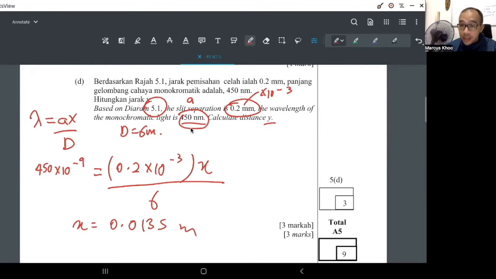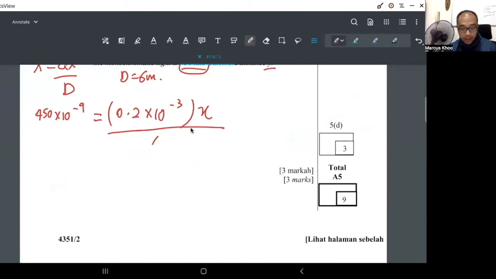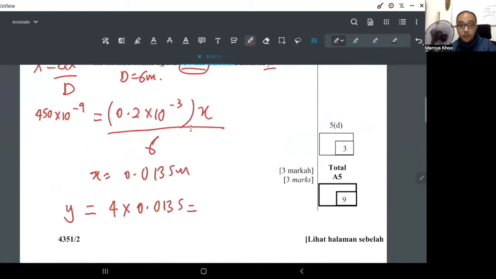But the question is not asking for X. The question is calculate the total distance Y. The total distance Y means we need to see how many sets of X there are. So let me see. This is one set, this is two sets, this is three sets, this is four sets. If every X is 0.0135 meters, there are four sets of X, right? So Y equals 4 times 0.0135, which will give you 0.0544 meters.